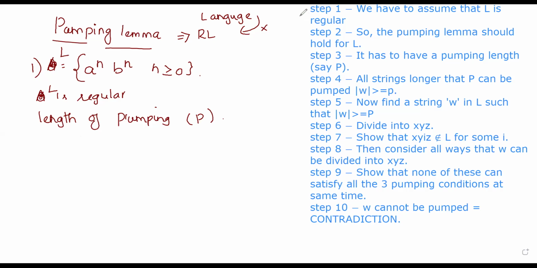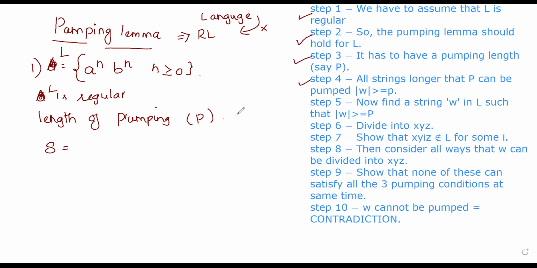First I have accepted this as a regular language. Then I said that it has some pumping length P, and all strings longer than P can be pumped. Now I have to generate a string. This is the step, so don't get confused by seeing the steps. Now I am creating a string for this particular language.